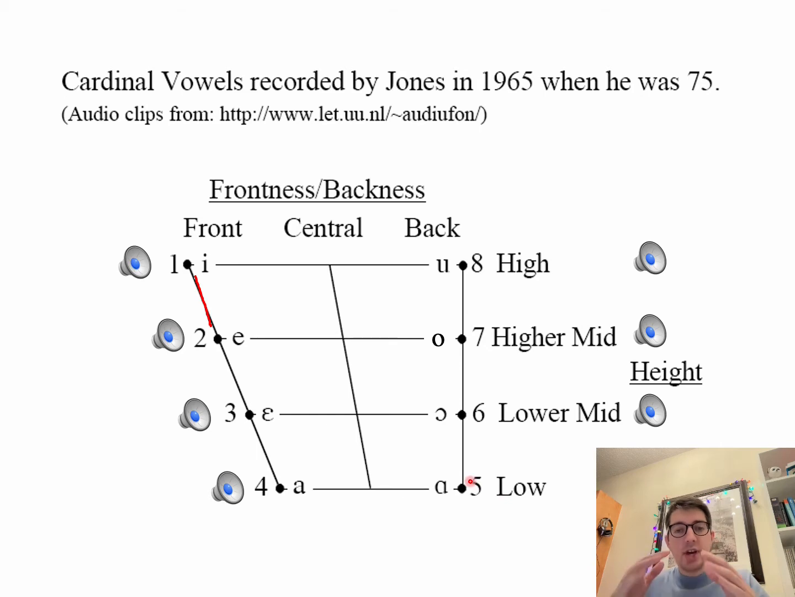So Jones is trying in this recording to use the same pitch throughout all the recordings in order to remove this variable of pitch. So all things being equal, he wants to produce them based on their quality, on their height and frontness. But because he's older, his muscles do not cooperate with him to this extent, and he's really unable to retain this pitch throughout the whole sequence.